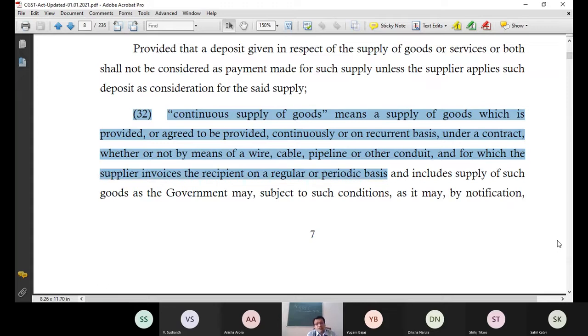So it can be without wire, like through satellite also. When I'm getting the services, it's a continuous supply. Or when you are getting the goods, it's a continuous supply. And for which the supplier invoices the recipient on a regular or periodic basis. That's it. So what is a continuous supply of goods? Which is provided to you continuously or on regular basis under a contract. It does not matter whether it is provided by way of any tangible asset or by intangible asset. But it is necessary that supplier is giving you regular bills, invoices. That's it. It's a continuous supply of goods.